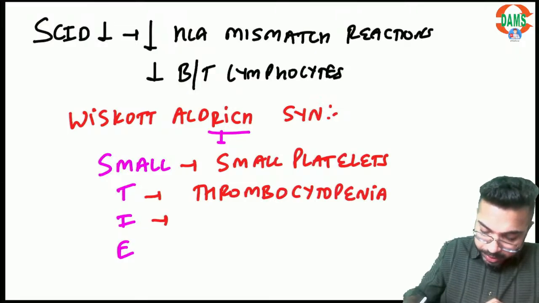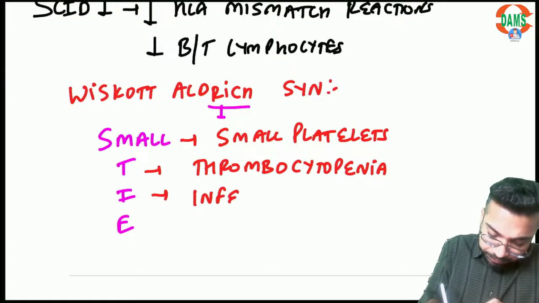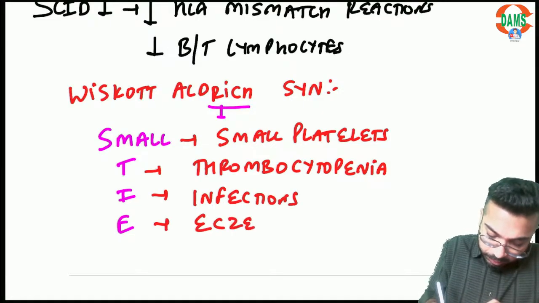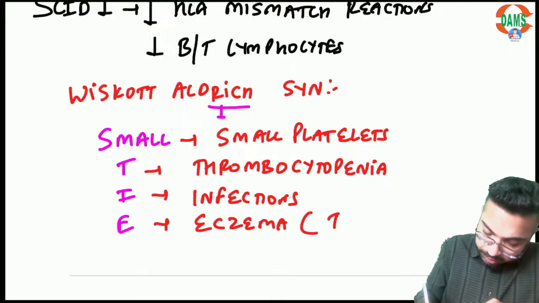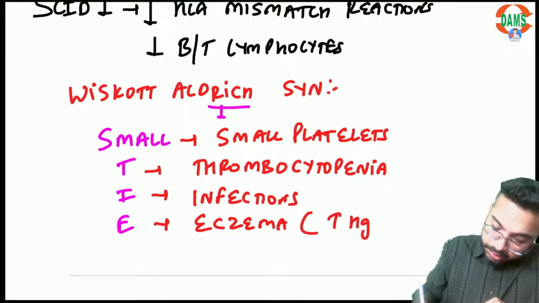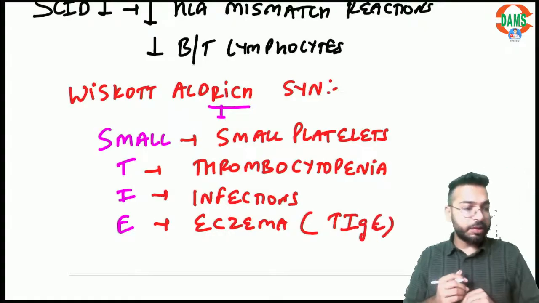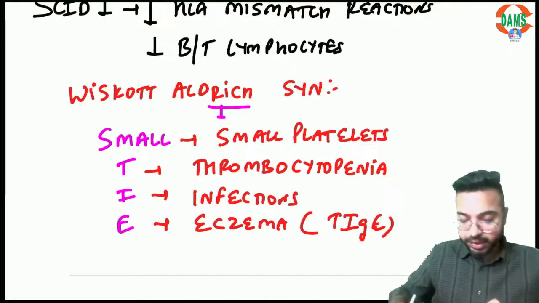I for infections, because of immunodeficiency. And E for eczema, because there is increased IgE, so allergic reactions are seen. This is about Wiskott-Aldrich syndrome. Rich people wear small tie.